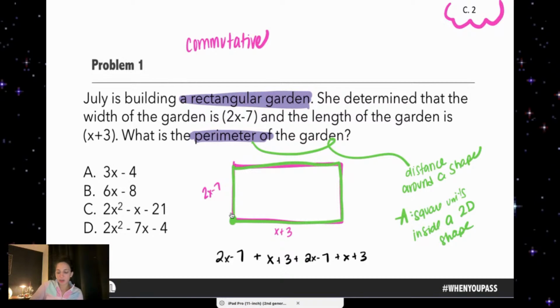Well, if it's a rectangle, then I know that this side is congruent to this side. And so this side is also x plus 3, which means this side is also 2x minus 7. And perimeter is the distance around. Even though I don't have an actual number, I can figure it out by going this side plus this side plus this side plus this side, and that will give me my perimeter.